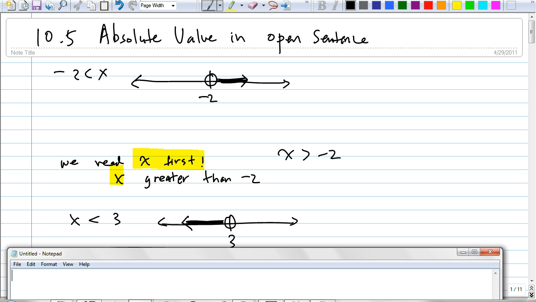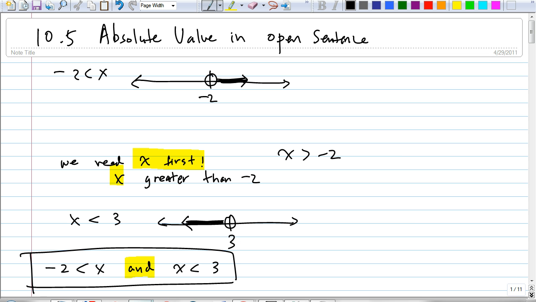Now, we know how to graph them individually. Now we're going to have some fun. We're going to graph them together. What if I give you two of them at the same time? Something like this. How would you graph it, and what do you think this means? You may not have seen this before, so we're going to show you what this means. So I have x greater than -2 and I want x less than 3.